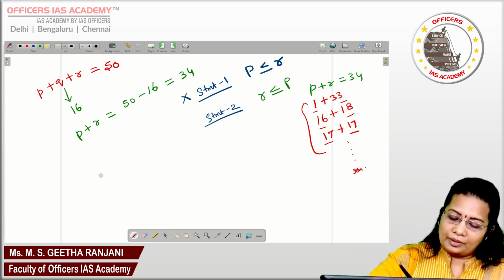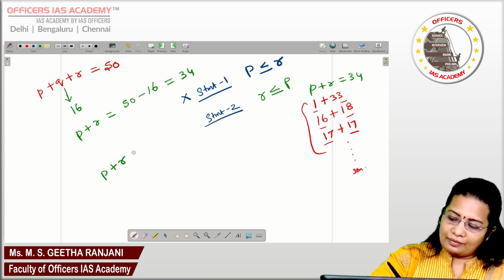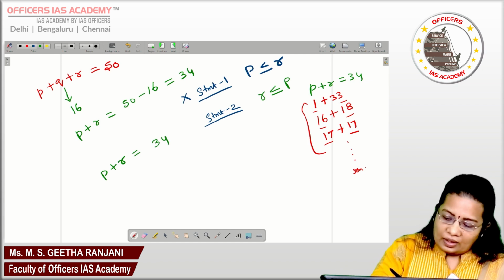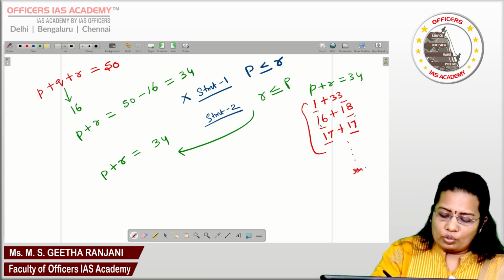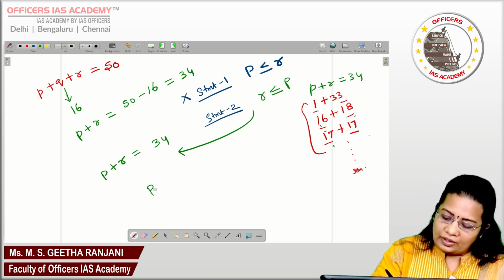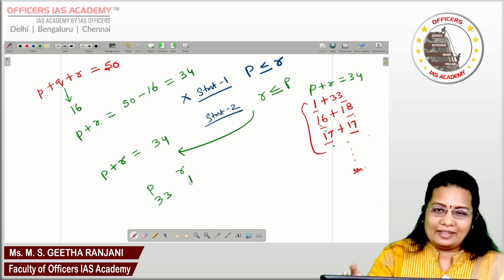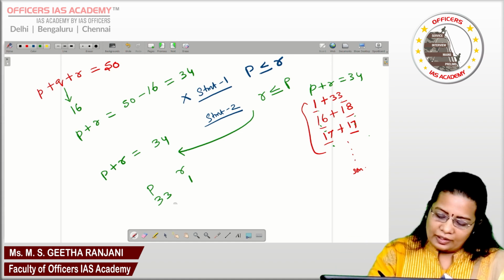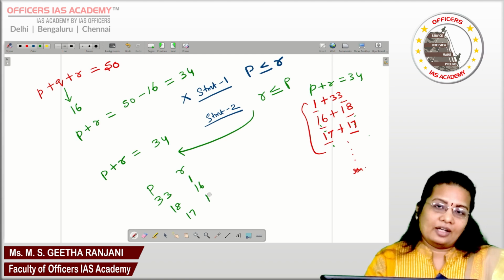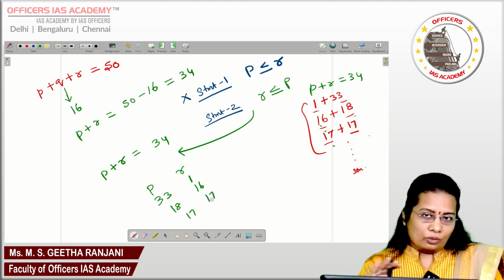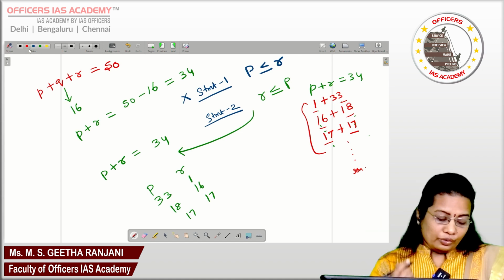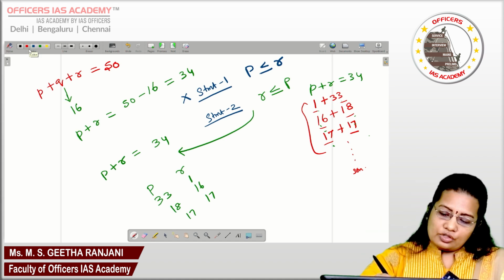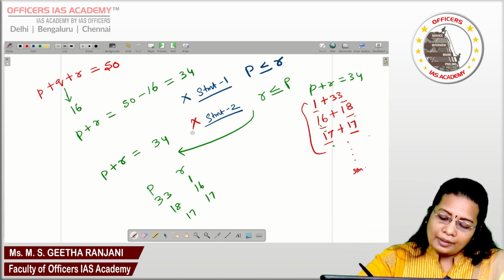So P plus R, as we have just seen, is going to be 34. Under this case, according to statement 2, we can interchange the values of P and R. So P is 33 and R is 1 is one possibility, like that. Not the same number, any number you can consider. So R is 16 and P is 18, and here both may be 17 and 17. Here no unique values, here also no unique value, but our target is to attain the unique value. So what to do? If these two are failing individually, combine both the statements.